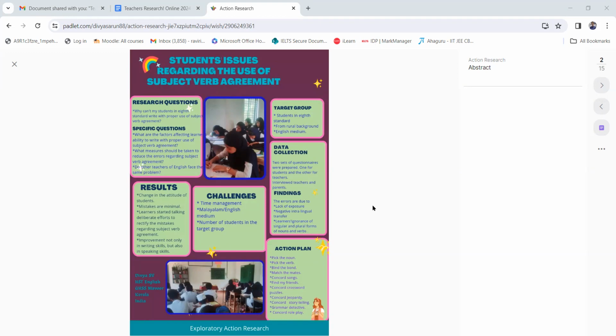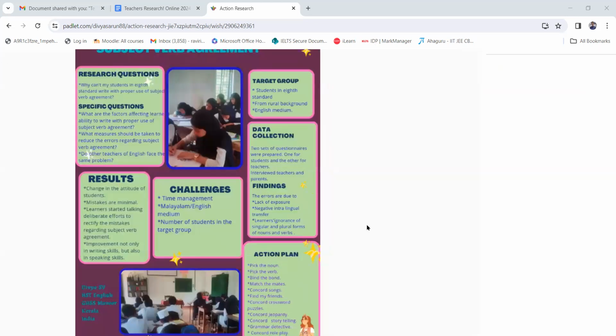So, in order to clarify this problem, I decided to conduct a pre-test. During the pre-test, my learners wrote summaries, paragraphs, stories, etc. After doing this pre-test, it was clear that many of the students have a problem with subject-verb agreement. So this is my action research issue. The problem is my students are not able to write passages, paragraphs, etc. with proper use of subject-verb agreement.